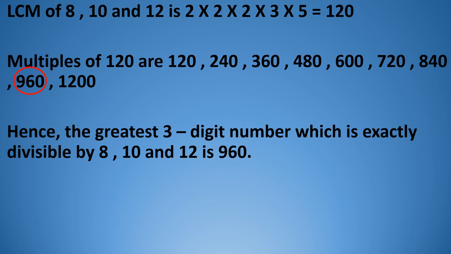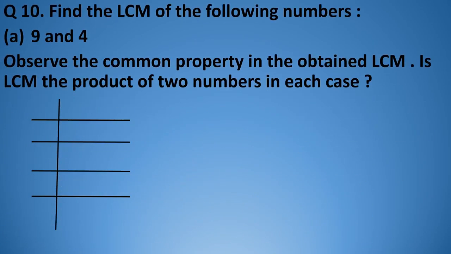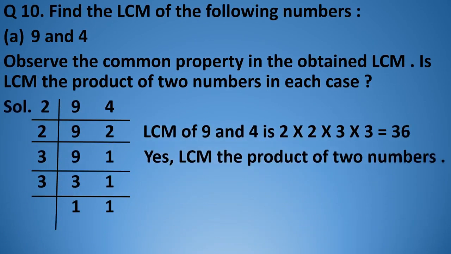Now see the next question. Question number 10. Find the LCM of the following numbers. That is 9 and 4. There are many parts. I have done only one part. Rest of the parts you can do yourself. 9 and 4. Observe the common property in the obtained LCM. Is LCM the product of the two numbers in each case?